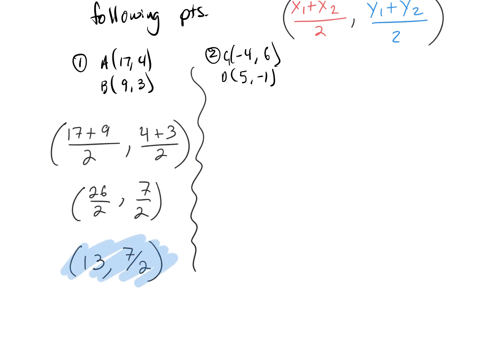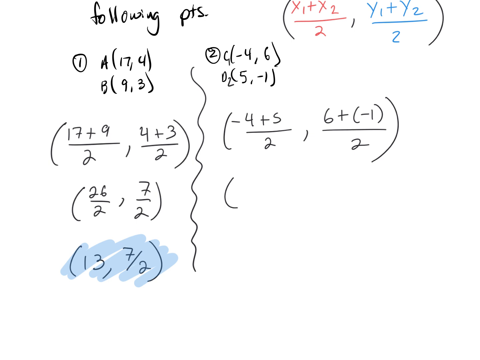I'm going to choose C to be 1 and the D to be 2. Again, we're going to plug it in as negative 4 plus 5 over 2, comma, 6 plus negative 1 over 2 to find the x and the y. So this is going to give me a half. This is going to give me 5 over 2. Now I can't simplify that anymore, so that would be the final answer.